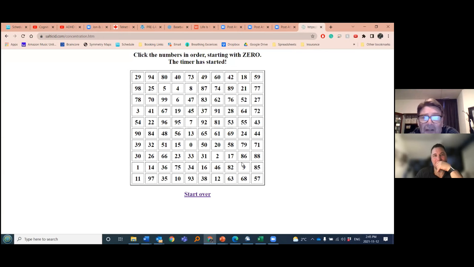Yeah. And what you're doing is you're working on working memory. You're working on brain processing speed. If you do it properly, you're working on getting a message from your eye to your brain faster. So this is a free way.